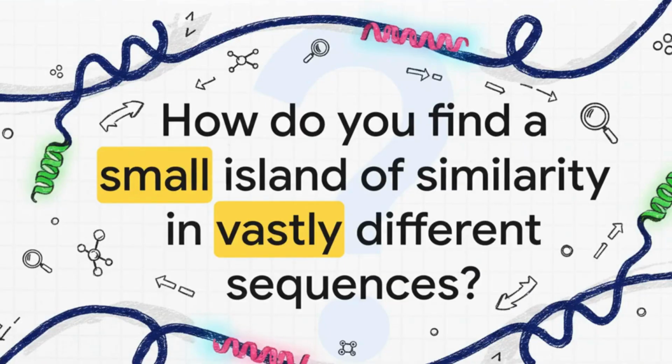You've got two huge DNA sequences. Most of them are totally different. But what if, buried deep inside, there's one small region that's almost identical? Maybe it's a super important protein domain. How do you find just that little island of similarity and ignore everything else? Well, that is precisely the problem local alignment was designed to solve.